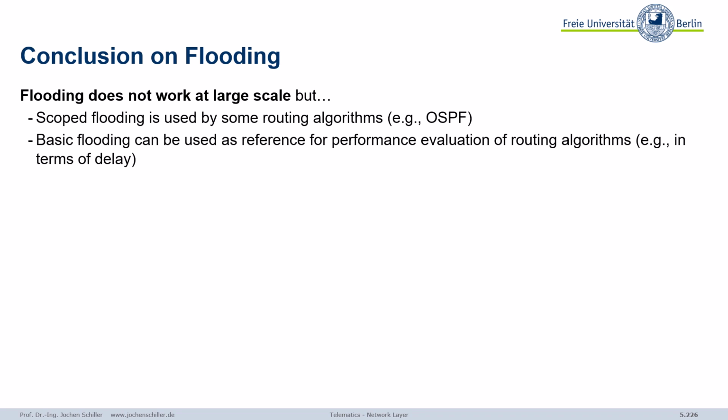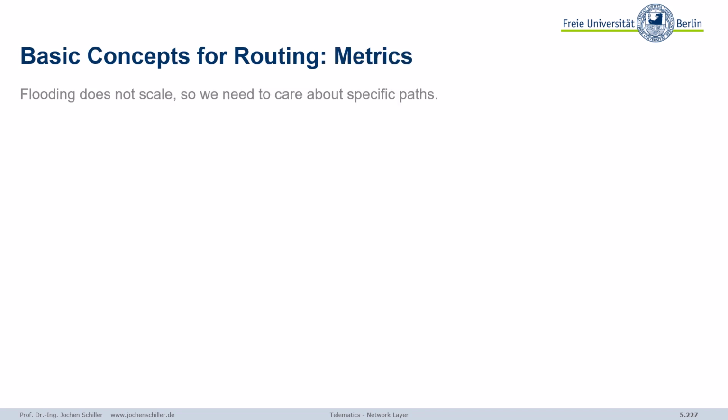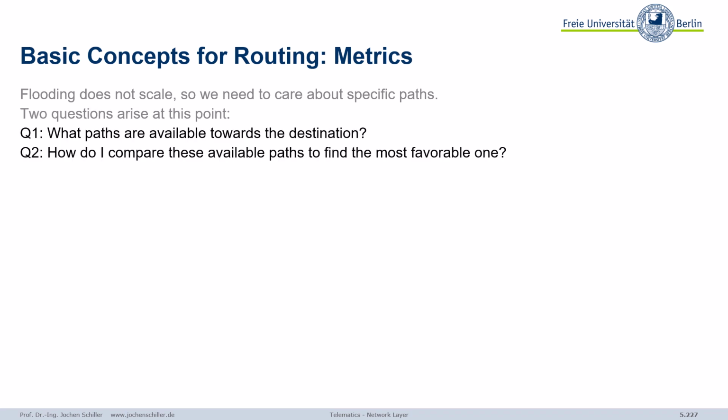Okay, so we have to do better. Well, because of scalability, but we can compare them with flooding and see if our more elaborate routing scheme also finds a path that is as short as or as good as the path the flooding found. But to talk about good or bad, we need metrics. So we have to care about specific paths and look at what paths are available. Maybe there's one, maybe there are several. And if there is more than one, how do I compare them? So why is one path better than the other one? That's a good question.